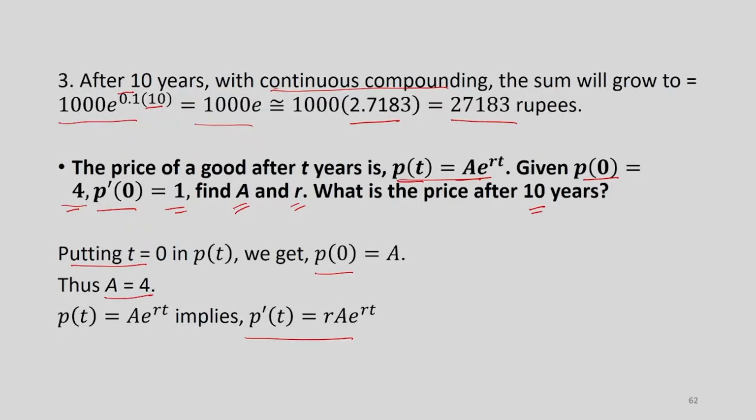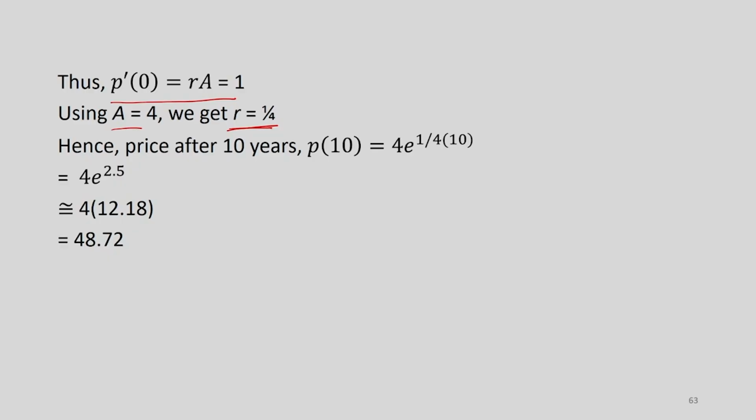What about the second part? What is the price after 10 years? Okay, so price after 10 years is equal to P(10). Now that is equal to 4 multiplied by e to the power 1/4 multiplied by 10. So I have just used the fact that A is equal to 4, R is equal to 1/4. So this is the price after 10 years, and that is 4 multiplied by e to the power 2.5, and that turns out to be approximately equal to 48.72.